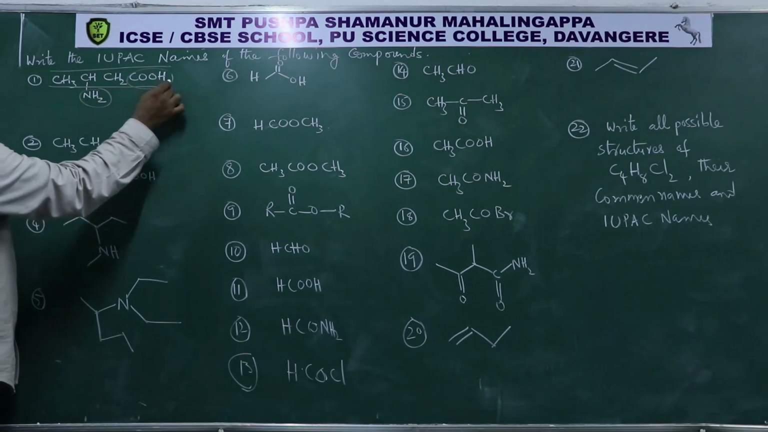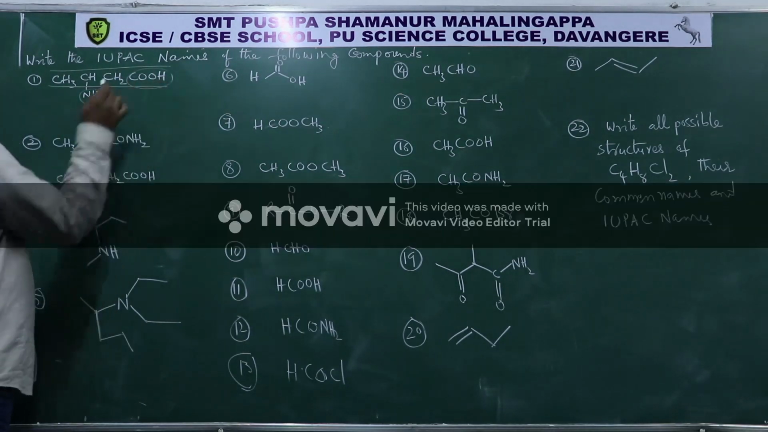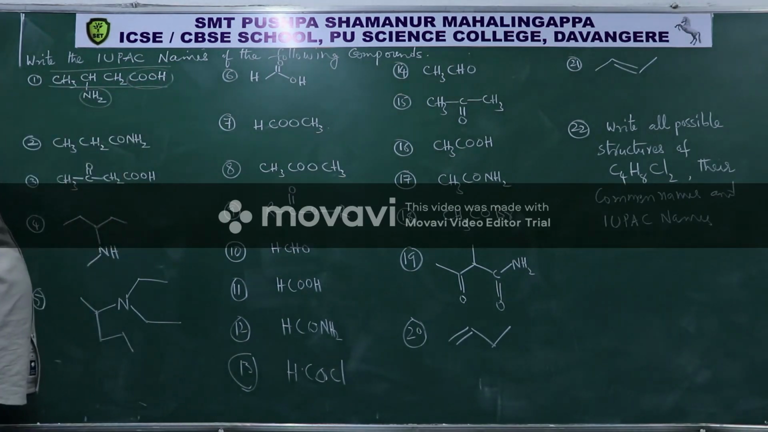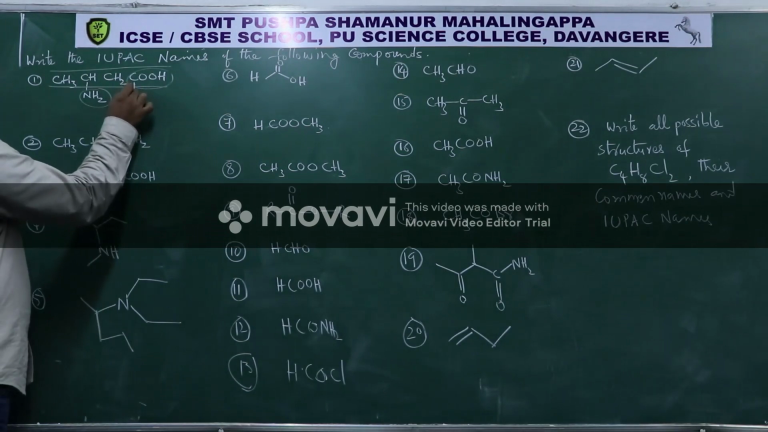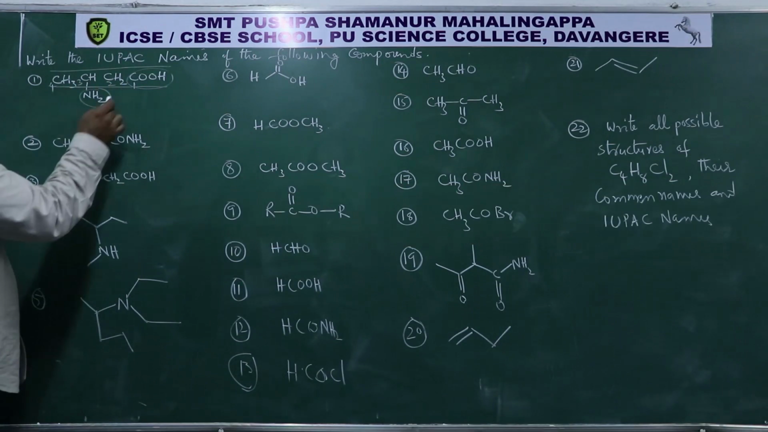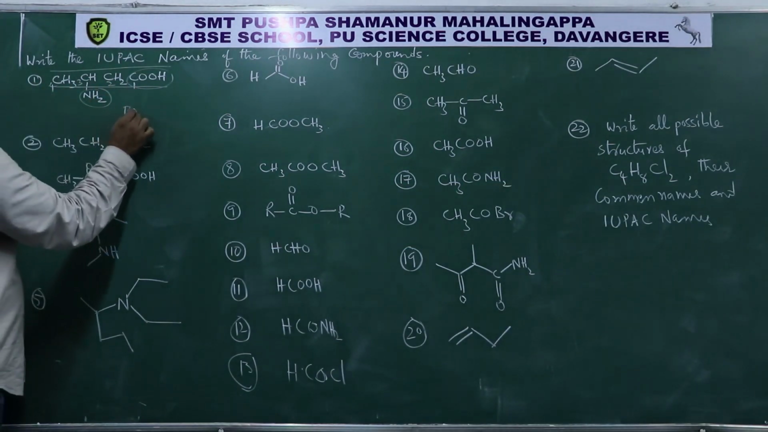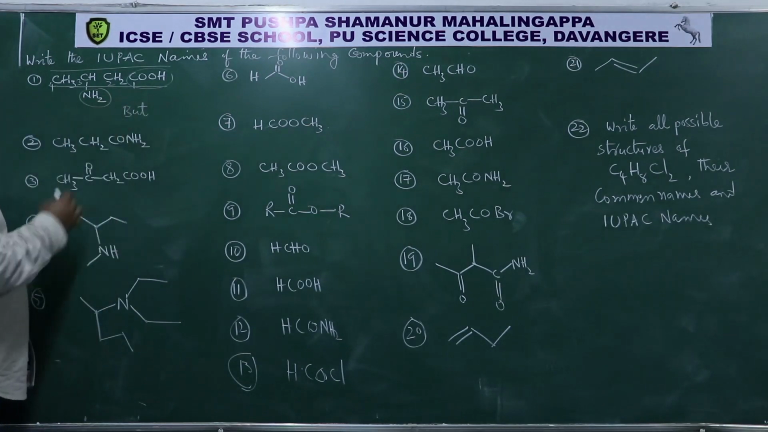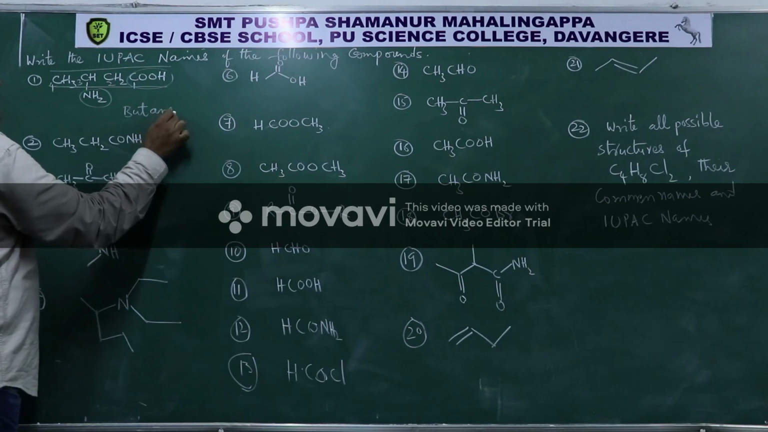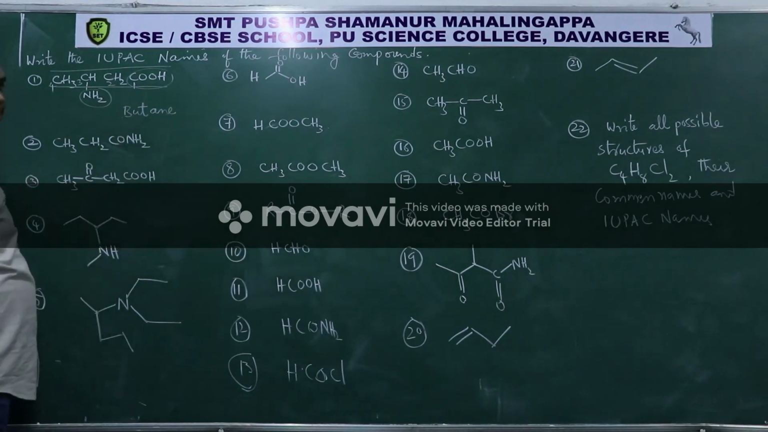But COH is of high priority. Therefore, the high priority functional group should be in the main chain, and it should get the lowest number. So it will be given 1, 2, 3, 4. So the main chain has 4 carbons. Therefore, the root word is but-. And between all the carbon atoms, the bond is a single bond, butane. So the root word is but-, the primary suffix is ane.